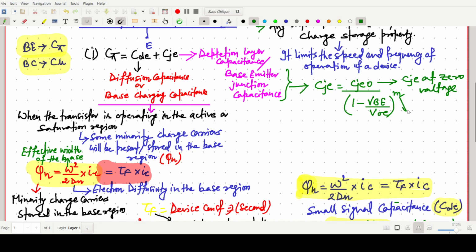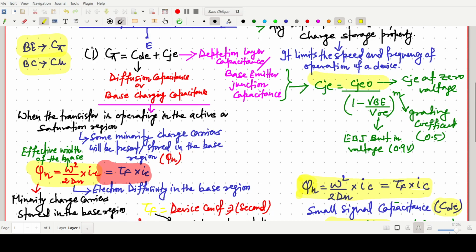Okay, and this M is nothing but our grading coefficient, and its value is around 0.5. And this VOE is the emitter base junction built-in voltage, and its value is around 0.94. Okay, we are taking all these things from the microelectronics book by Sedra Smith. You can also follow the book for more details.